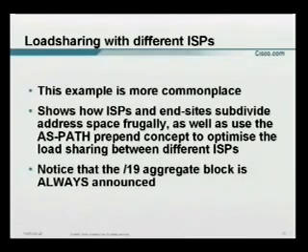This example is more commonplace, and it shows how ISPs and NSites will try and subdivide address space frugally. And frugally is really important. Yes, 120,000 prefixes in the routing table, the routers can handle them these days, the processors are nice and fast and all the rest. That's not an excuse for complacency.